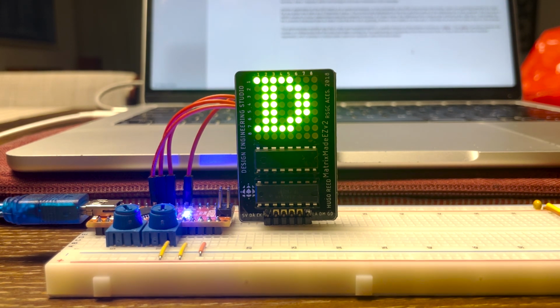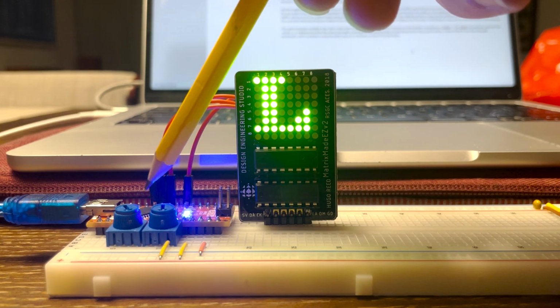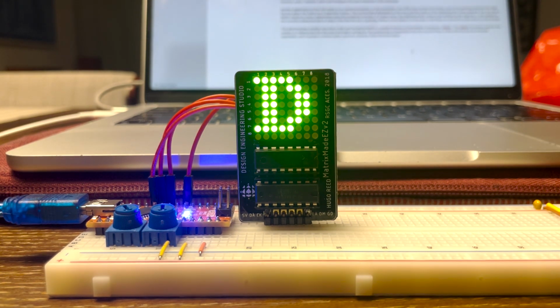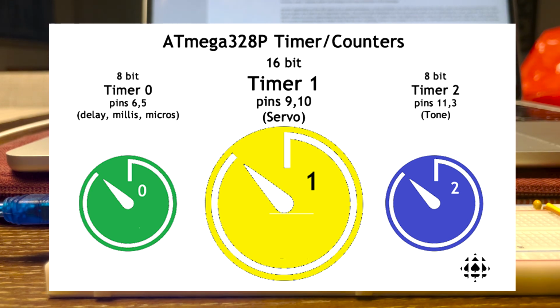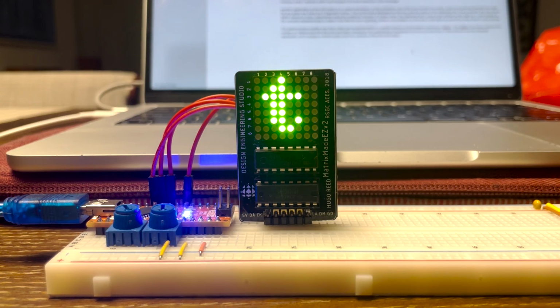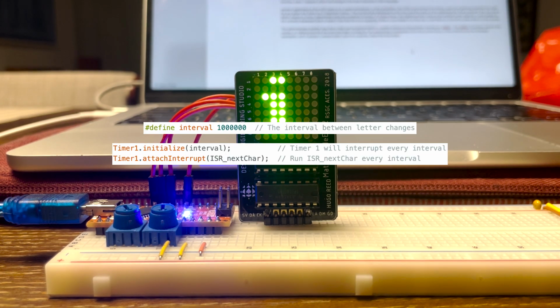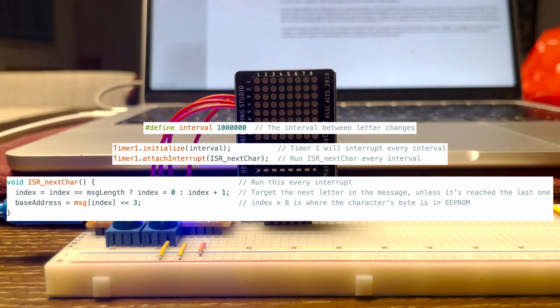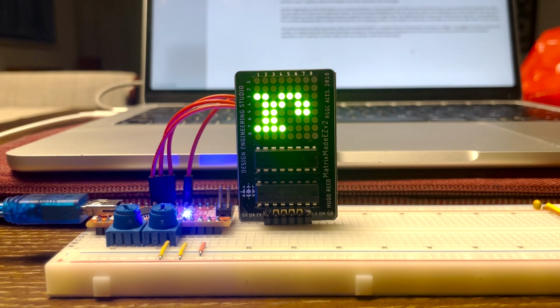This can be solved with interrupts, which do just that. They interrupt the code that is currently running and run something else when a certain condition is met. The ATmega 328P, which is the processor on the Arduino Nano, has a built-in timer that can be used for this. The timer will begin when the program starts running and call an interrupt service routine, or ISR function, every 1 second, which will change to the next character in the message.